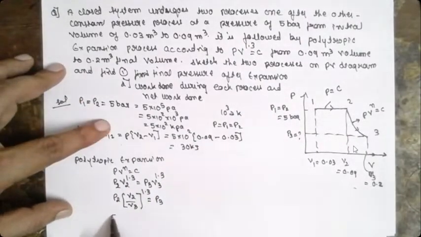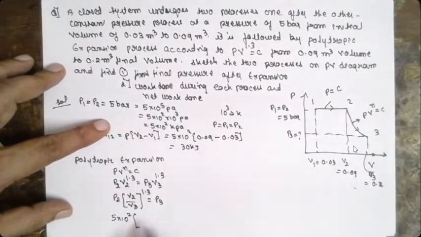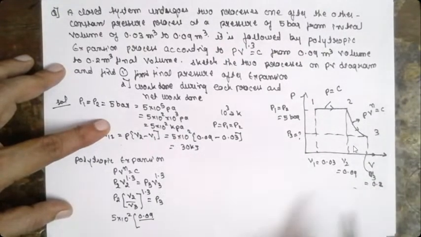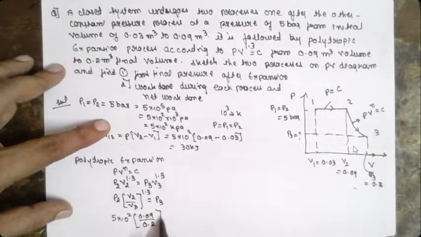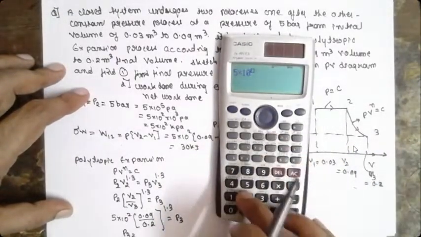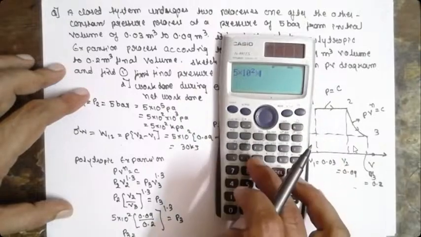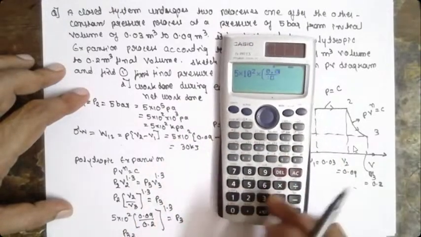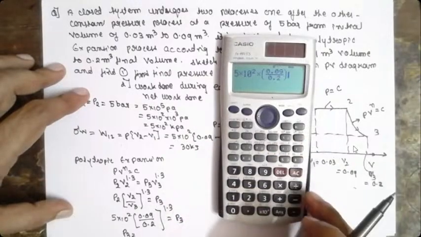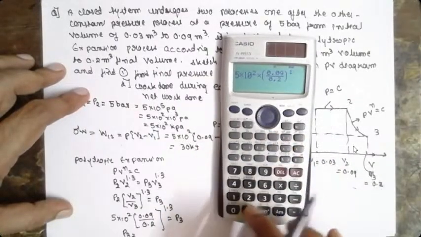Substitute the values. 5 into 10 raised to 2. V2 value is 0.09 divided by V3 value, which is 0.2, raised to 1.3 is equal to P3. Therefore P3 is equal to 5 into 10 raised to 2 into open bracket 0.09 divided by 0.2, raised to 1.3.